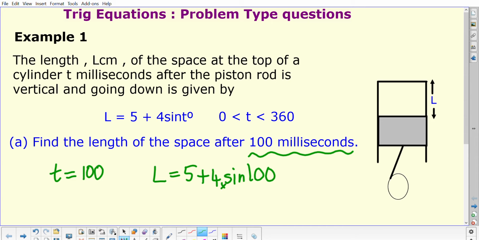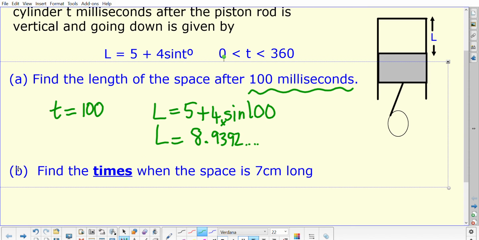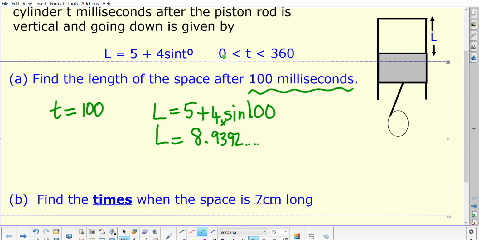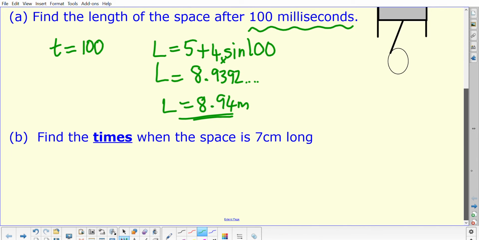If you do 5 plus 4 times sine of 100, you'd get the answer 8.9392, and so on for the other digits. If we then round that, so rounding that would give us a value to 2 decimal places. We'd say L was equal to 8.94 meters. And that's the first bit.